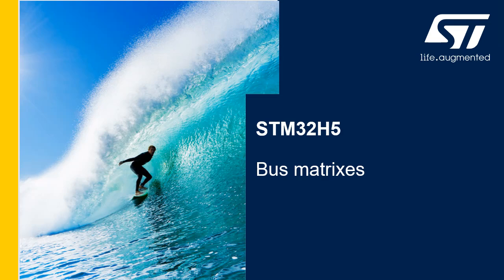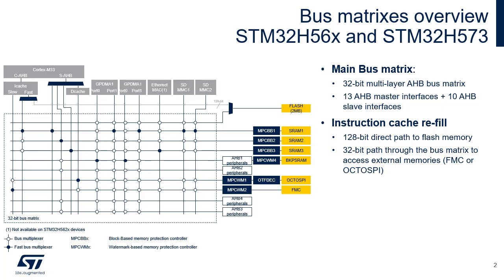Hello and welcome to this presentation of the bus matrices interconnecting masters and slaves in the STM32H5. This slide describes the 32-bit bus matrix of STM32H56x and STM32H57x microcontrollers. Masters are located at the top of the figure, while slaves are located on the right.